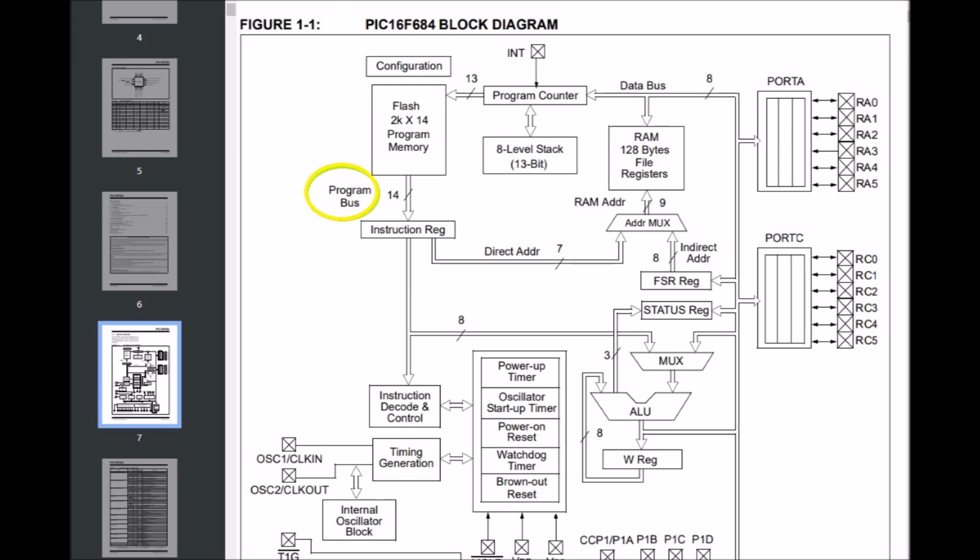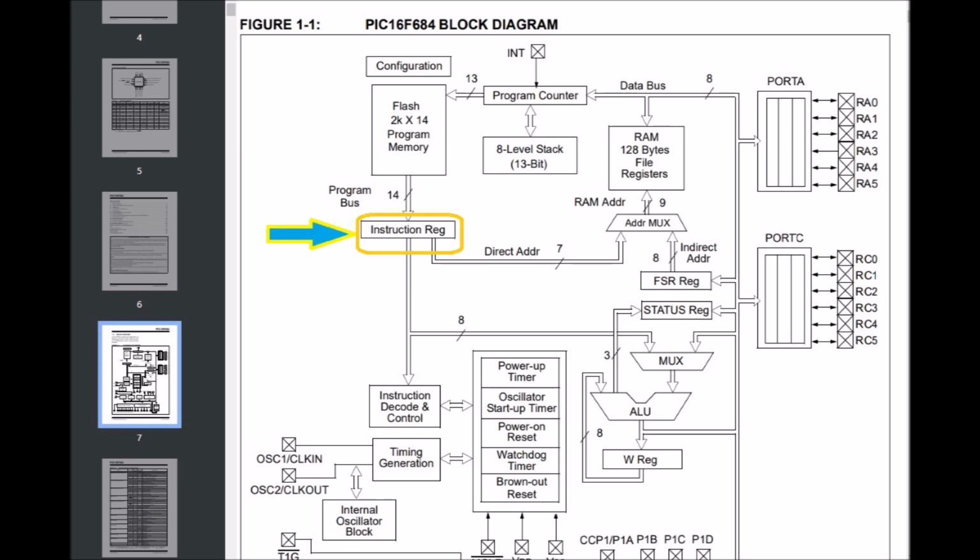In sum, in the block diagram of the PIC16F684, the program bus is typically depicted as a set of lines connecting the program memory to the CPU, indicating the flow of instruction codes from the memory to the CPU for execution. This bus is crucial for the operation of the microcontroller, as it ensures the proper sequence and execution of the stored program.